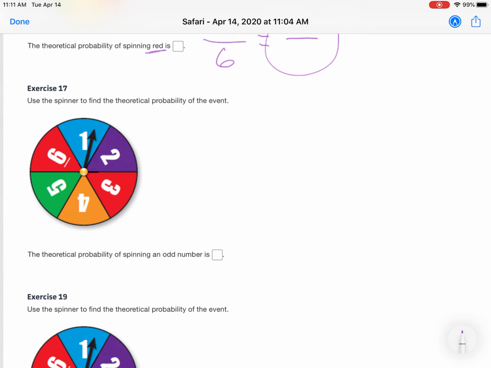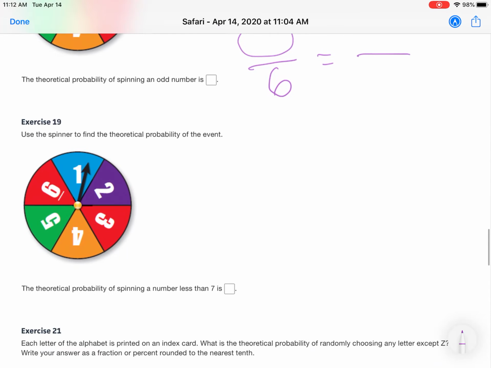We're going to do the same thing for exercise 7. We're talking about theoretical probabilities again. Spinning an odd number, think about how many odd numbers there are. That goes there out of a total of 6, and you will need to simplify this one. Exercise 19, we're talking about theoretical probabilities again. Spinning less than 7, how many ways are there to spin less than 7? Out of 6. And that will be what goes here.